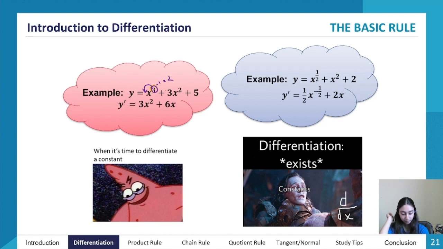Okay, the 3 out the front over here is just a coefficient. We're going to keep it out the front. So it'll be 3 times 2 times x to the power of 1. Okay, and then 5 has an invisible x to the power of 0, so it's being times by 0, which is why the 5 just disappears.